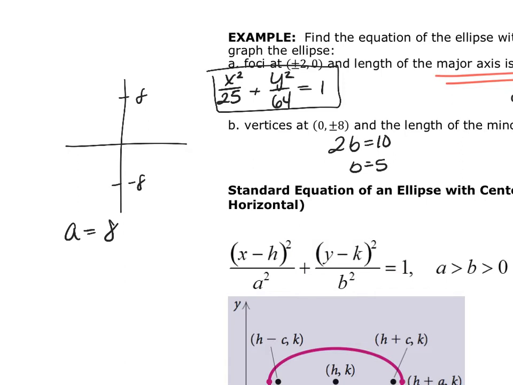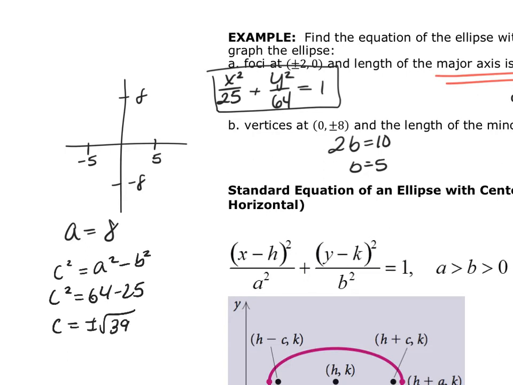Now, because they're asking me to graph this, I do need to find my vertices. So there's 5, and here's -5. And to find my foci, I have this rule that says C squared is equal to A squared minus B squared. So C squared is equal to 64 minus 25. So C is equal to plus and minus... and what is 64 minus 25? 39. So my foci are the square root of 39 up and the square root of 39 down.